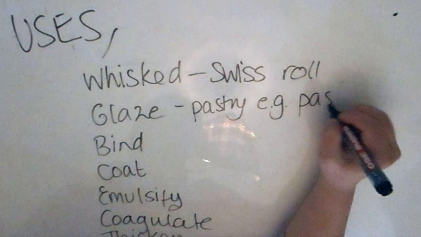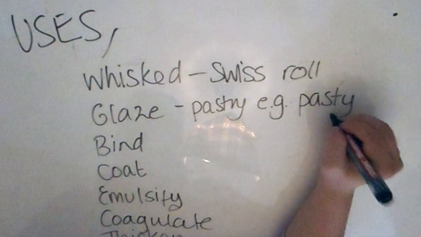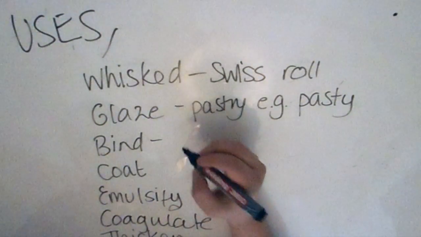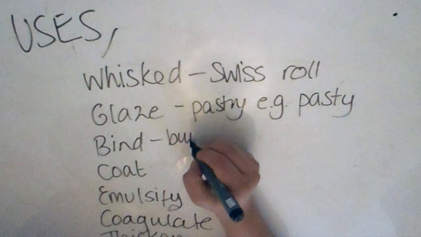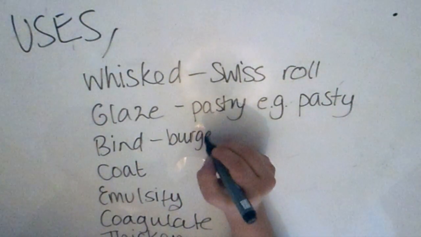You've used eggs as a glaze, especially when we've been making pastry. So when we've made pasties, for example, you would have beaten an egg, brushed it over the top of the pastry, and when you bake it, it will turn nice and golden brown and shiny.